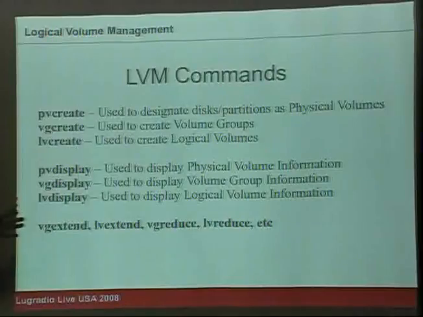Guess what LV remove does? Or VG remove. Pretty simple. That's the nice thing about it. But if you didn't know what PV, VG, LV, all these things mean, you'd be like, what am I supposed to do here? I don't even understand what this stuff is.